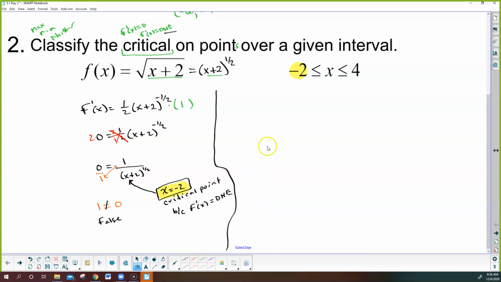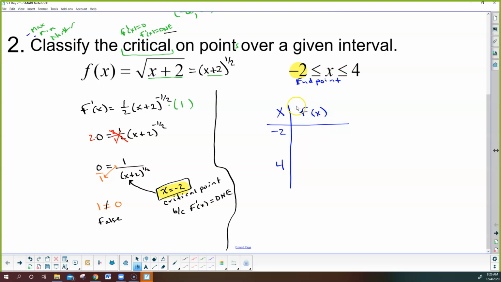Well, in that case, since we have endpoints, we do have to check those endpoints as well to see: are the endpoints a max or a min? So I'm going to create a table, and since the critical point is the same as the endpoint, we only have to check two things. Now here's the part that we've got to check. We're looking for which of these endpoints could be an absolute maximum or minimum of the function.